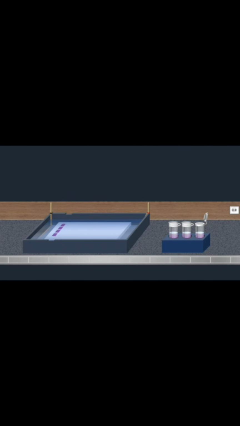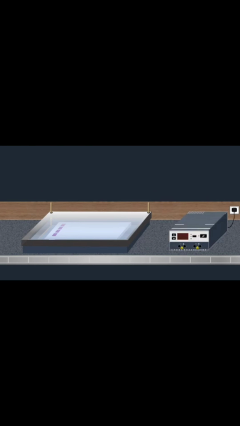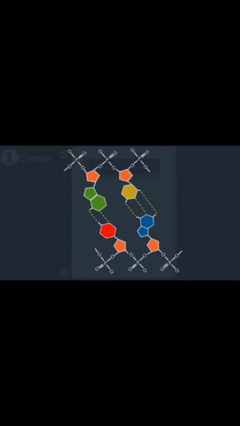After loading the samples into the wells, a lid is used to close the electrophoresis tank. An electric current is applied to pull the sample through the gel. The DNA molecules will travel at different speeds based on their charge and size. The DNA molecules are negatively charged because of the phosphate groups in their sugar phosphate backbone. Therefore, in the presence of electricity, these DNA fragments begin to move through the gel to the positively charged pole.